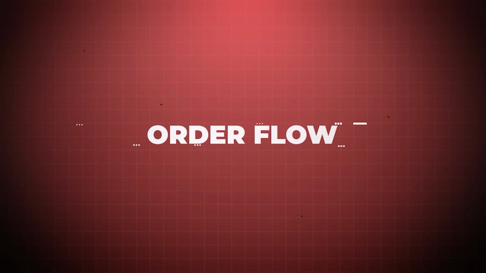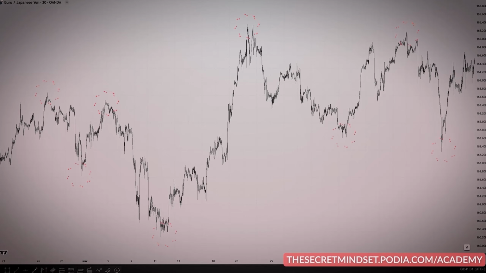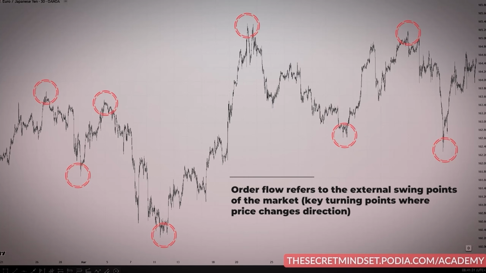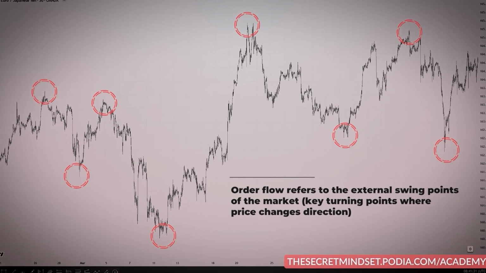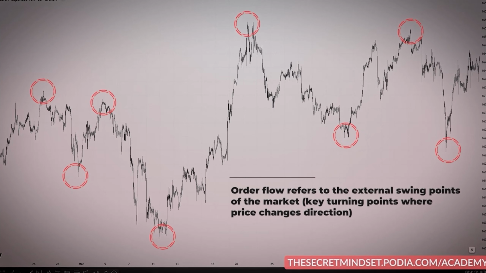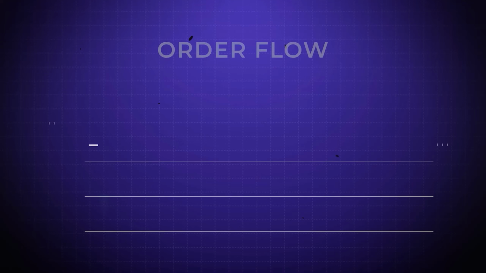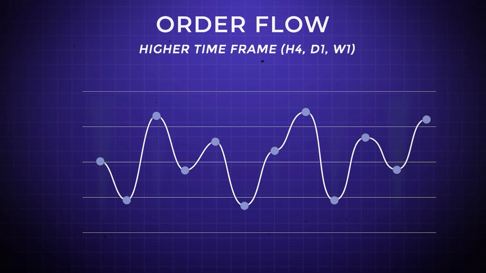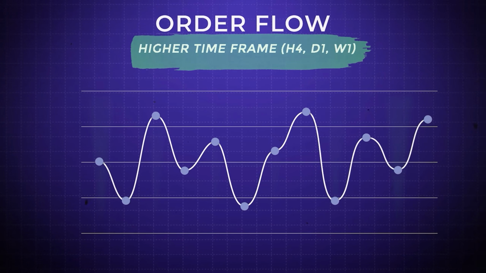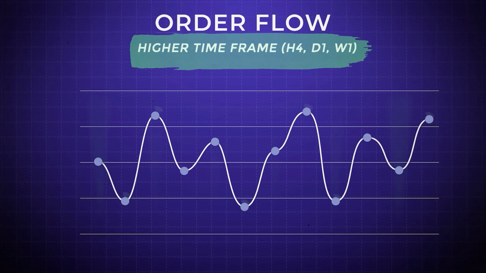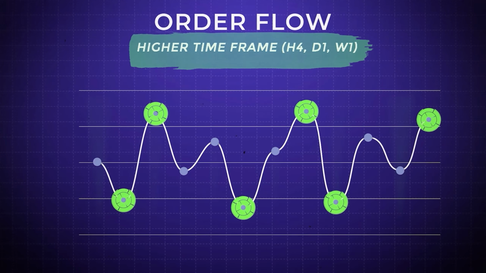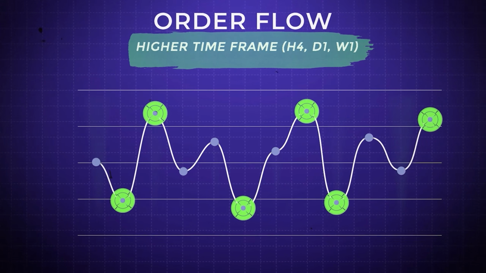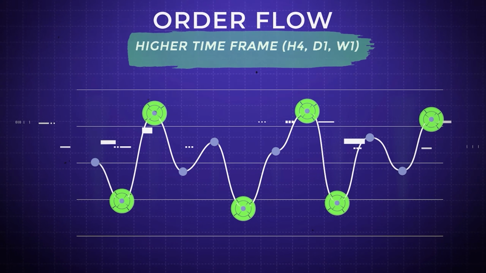First, you need to know which side of the market has control. Let's start with the order flow. Order flow refers to the external swing points of the market. These are the key turning points where price changes direction. To identify these swing points, you need to zoom out and look at the bigger picture. Start by picking a higher time frame. Now, mark out the significant highs and lows on that chart. These are your external structure points.